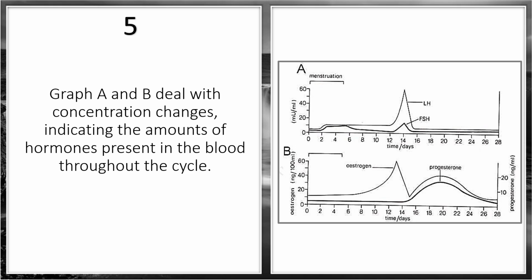Number 5, graphs A and B deal with the concentration changes indicating the amount of hormones present in the blood throughout the cycle.